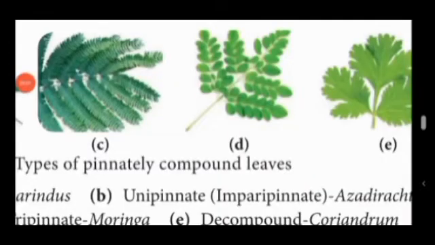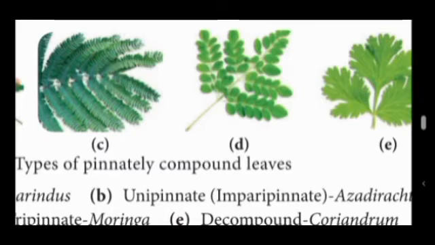Next is the bipinnate compound leaf. The primary rachis produces secondary rachis which bears the leaflets. The secondary rachis are known as pinnae. The number of pinnae varies depending upon the species. Example: Delonix, Mimosa, Acacia, Caesalpinia.